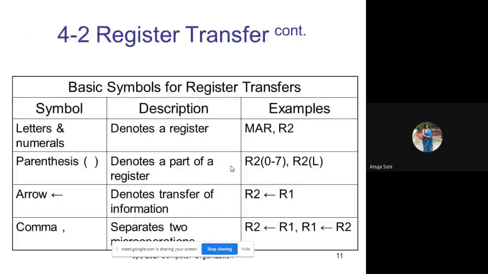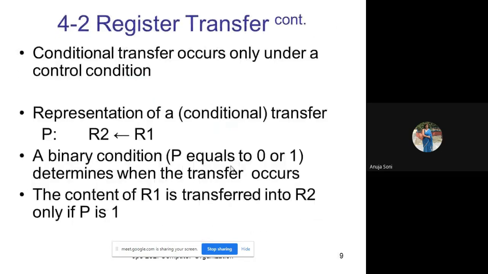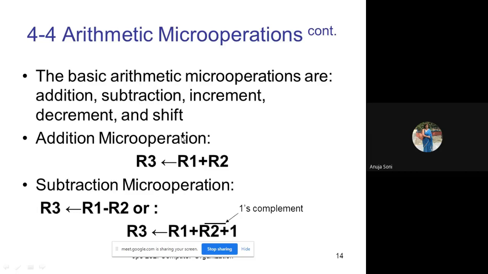Section 4.4. Here we will talk about the arithmetical as well as the logical operations, right? And then, what are the basic arithmetical operations? These are the basic arithmetical operations: addition, subtraction, increment, decrement, and shift. Addition is the operation that can be applied over the contents stored in registers R1 and R2. Ultimately, the result is transferred to register R3.